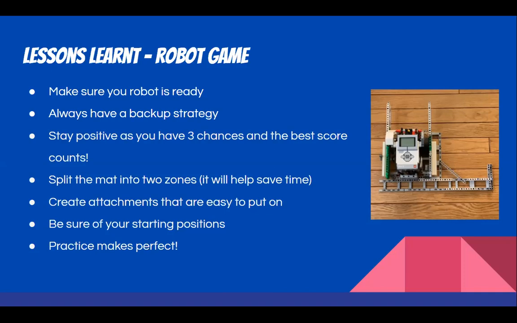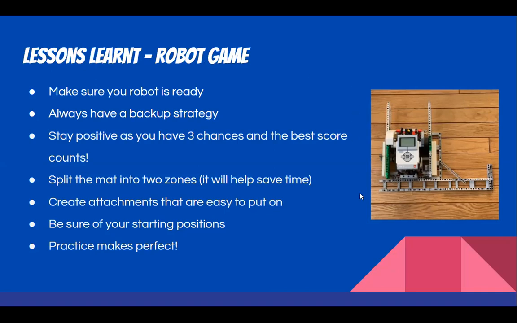You should split the mat into 2 zones, as we mentioned before, as it'll help save time and it's a good strategy to always use. You should create attachments that are easy to put on and take off, as this saves a significant amount of time and every second counts in the robot game. You should be sure of your starting positions. This is really important because this defines how your missions will run.